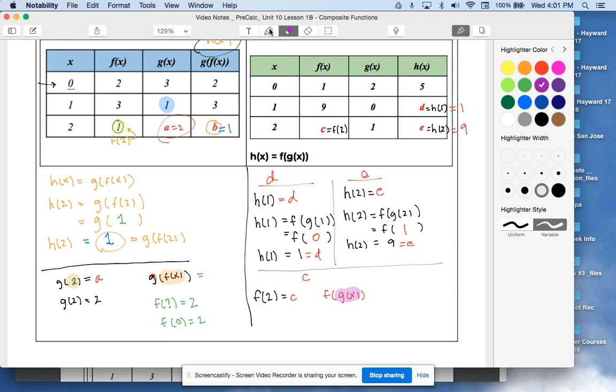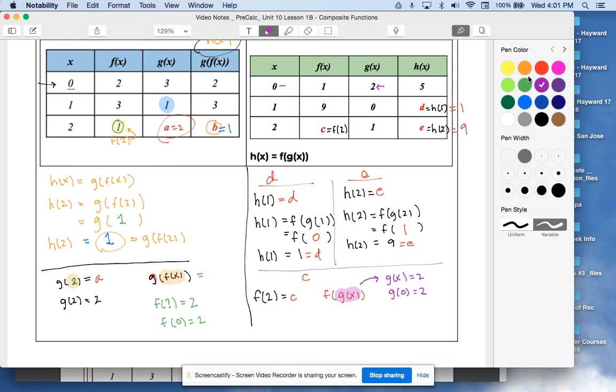So we have to figure out as well, just looking at that portion, what input in the g function is going to give us the output of 2? So we have to look through our g function. What input is going to give us the output of 2? Here's the output 2. It's going to be 0. Okay, so we can say g of 0 is going to give us 2.